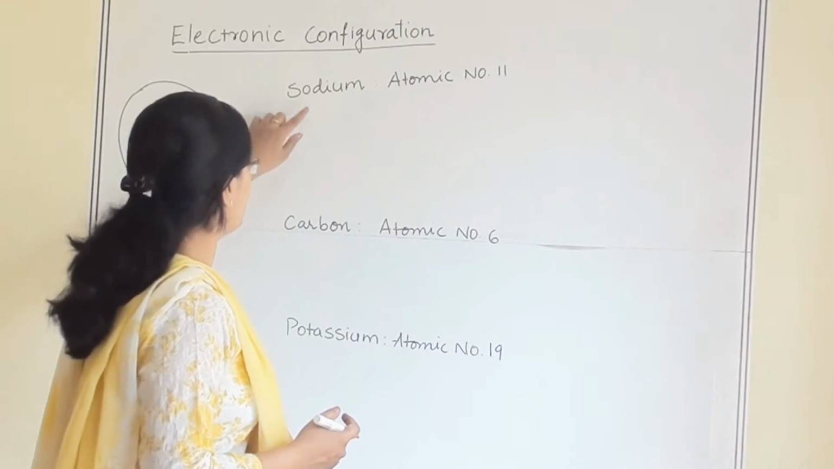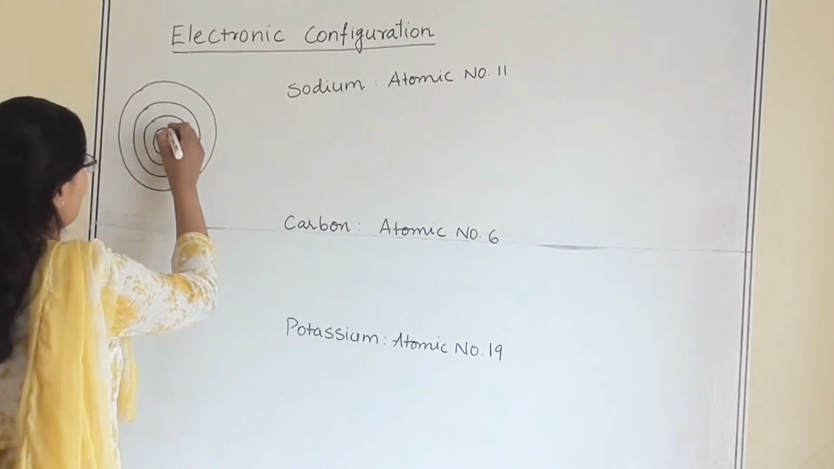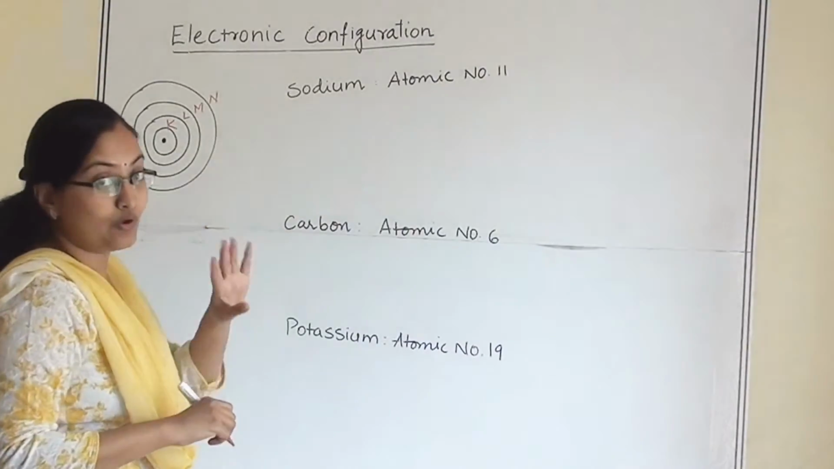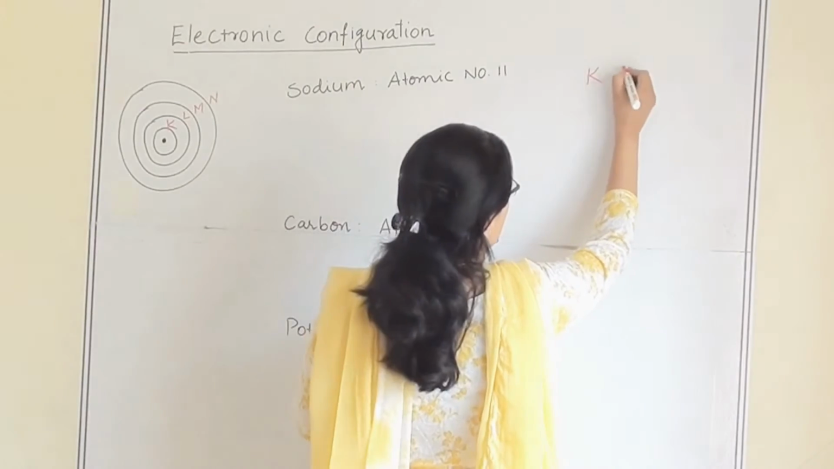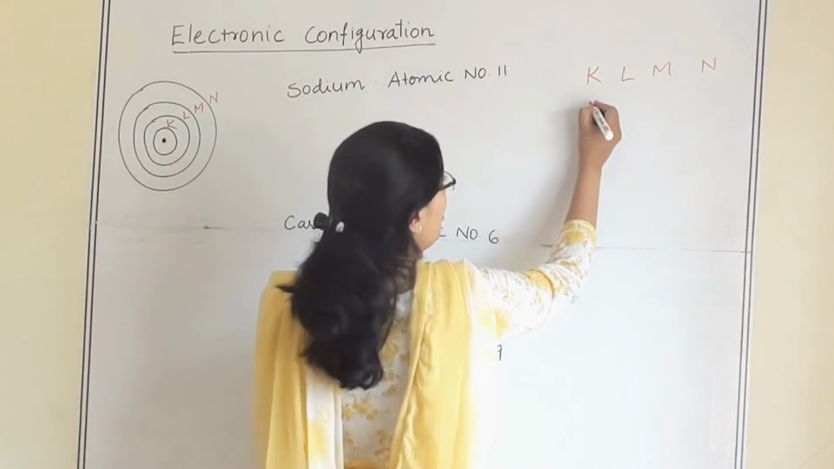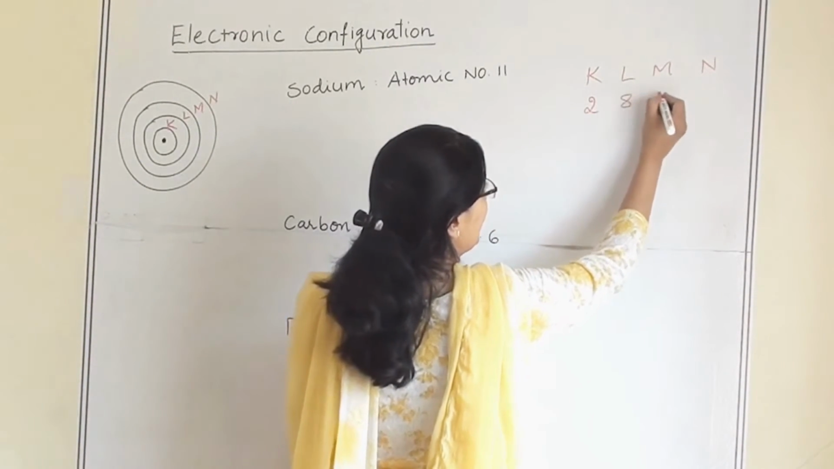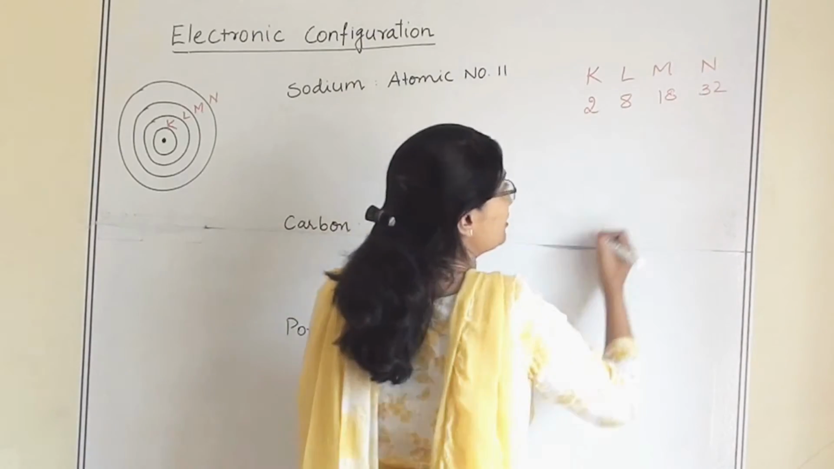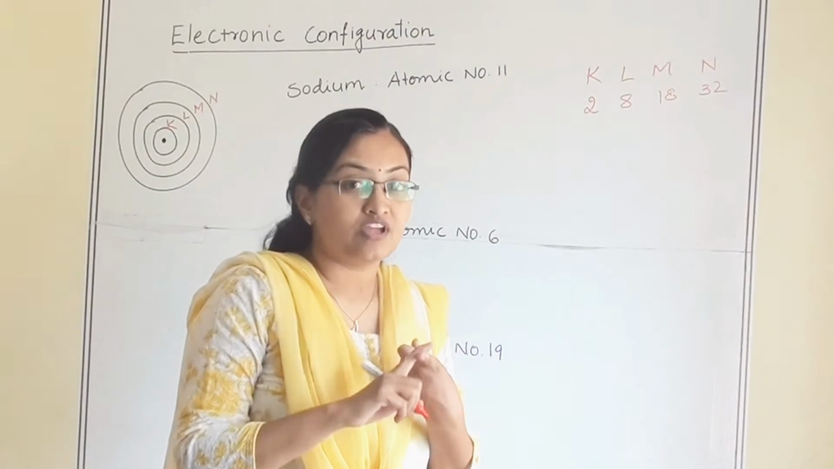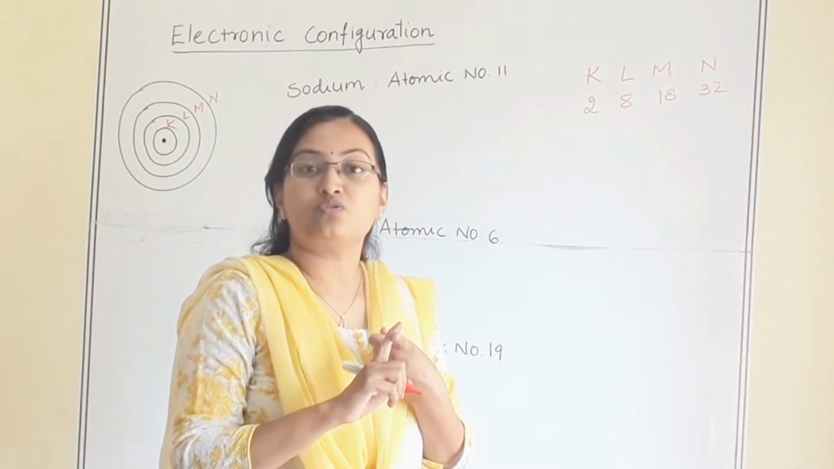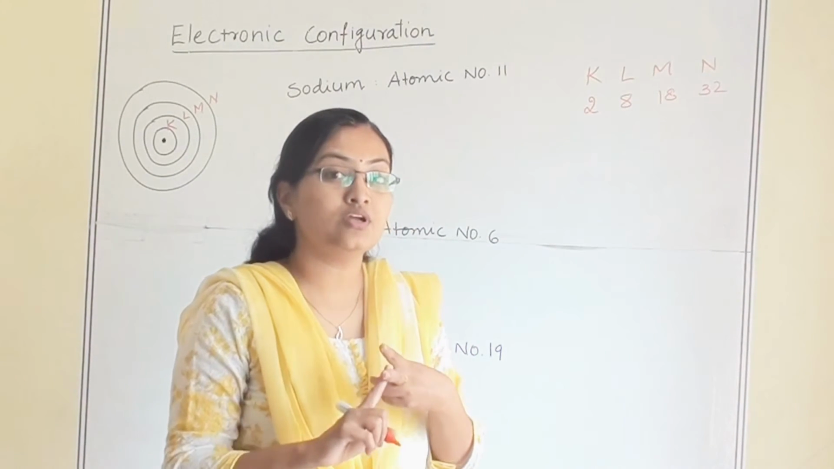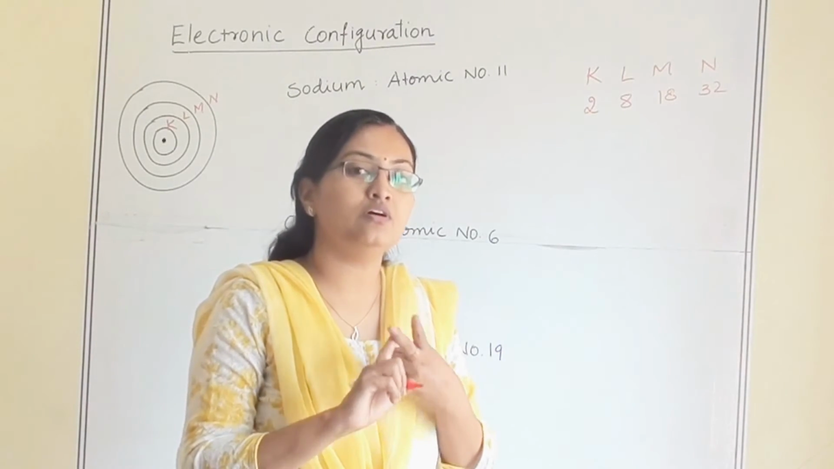First we have sodium. Let us revise our concept of orbits, that is K, L, M and N. We have 4 orbits. So what is the maximum capacity of each orbit? 2, 8, 18 and 32. And what is rule number 1? If the maximum capacity is 18, we cannot put more than 18. And what is rule number 2? The most important rule is we cannot put more than 8 electrons in any of the orbits.